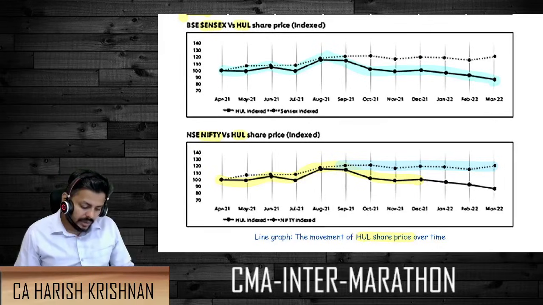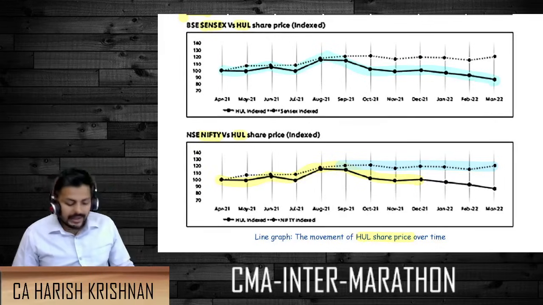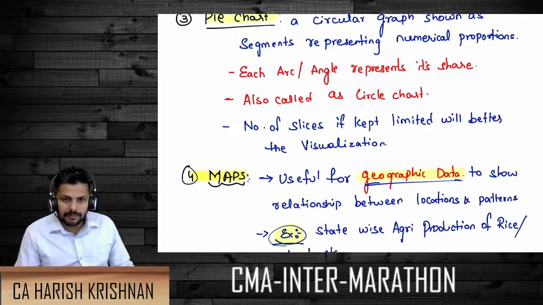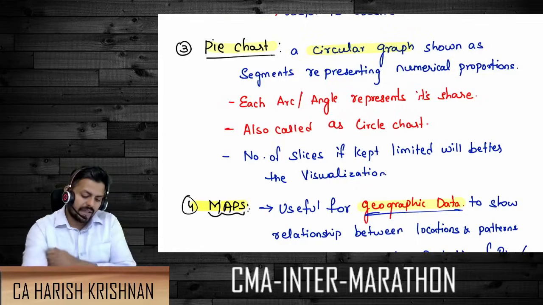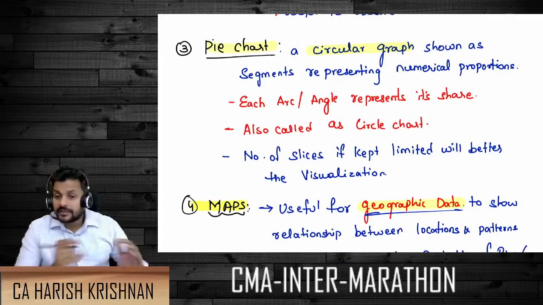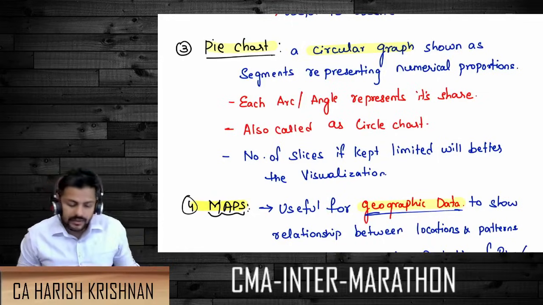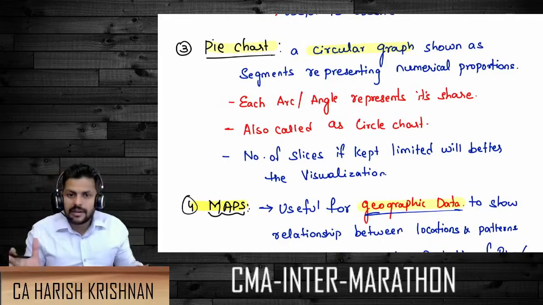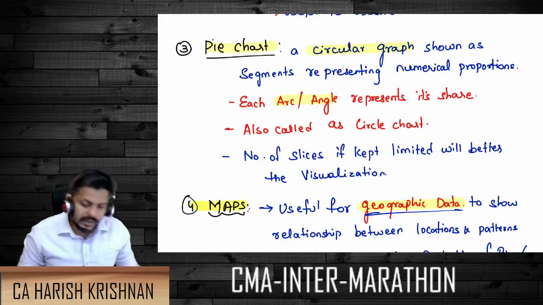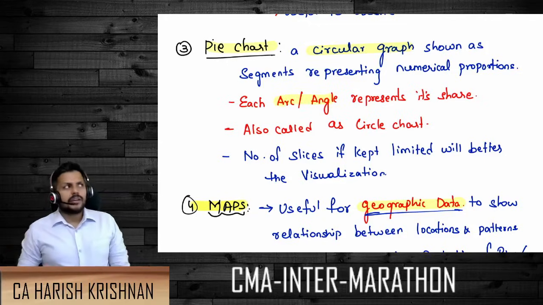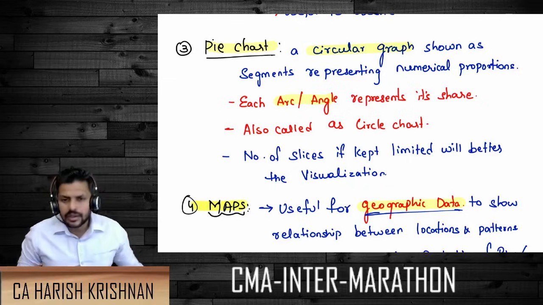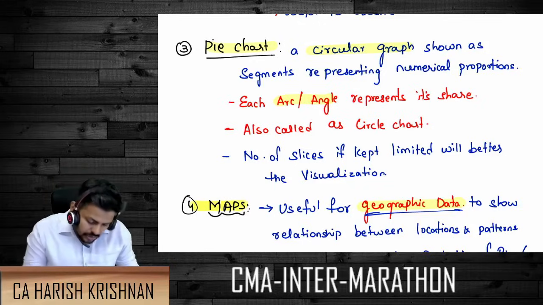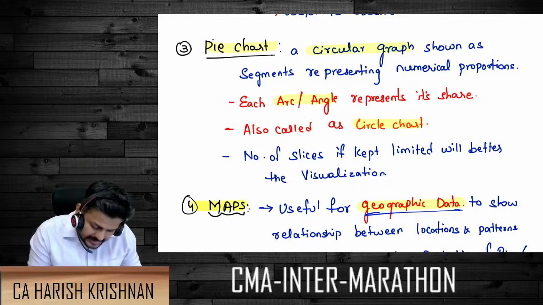Then of course, one of the most important diagrams that generally we discuss is the third one, called the pie chart. A pie chart is a circular graph. What is the pie chart? A circular graph shows segments representing shares. I don't think anybody here doesn't know what a pie chart is. So they are neatly segmented and shown. Each arc or angle represents that share. So when you want to do sectoral classification, market oriented classification, for all those aspects, you can use a pie chart. It's also called a circle chart.